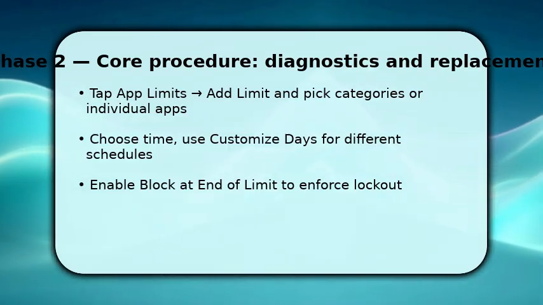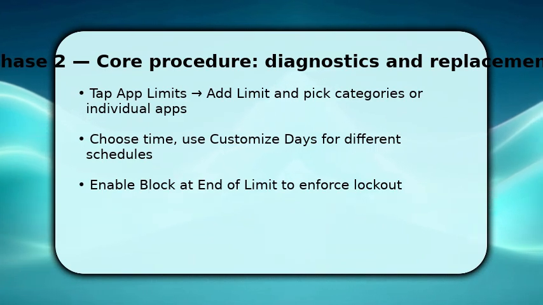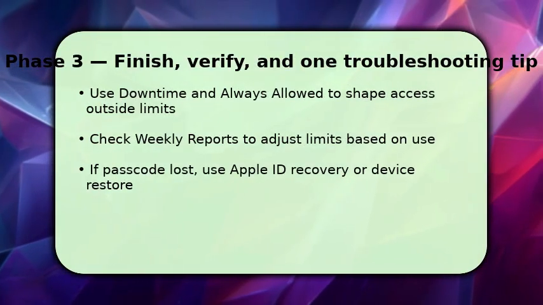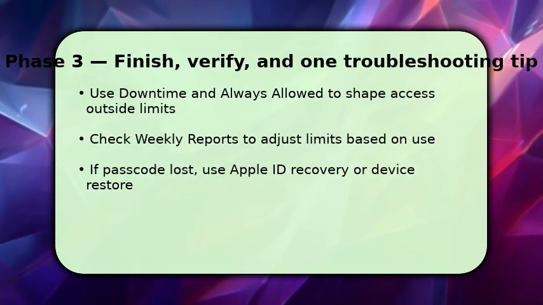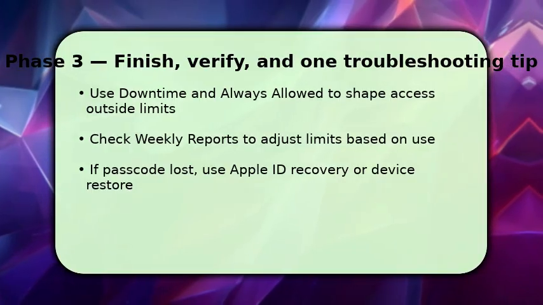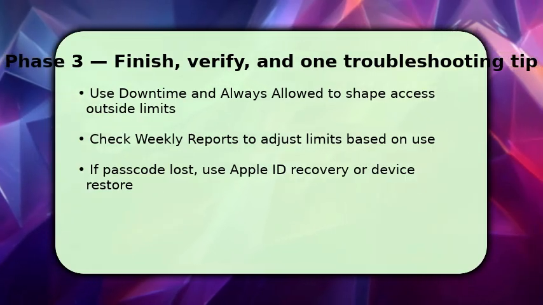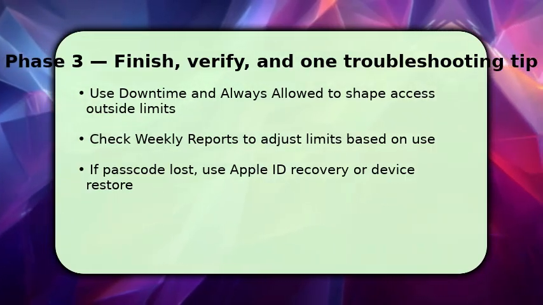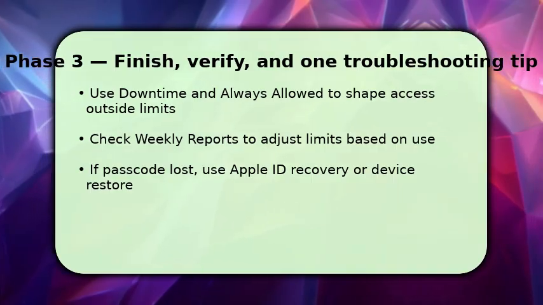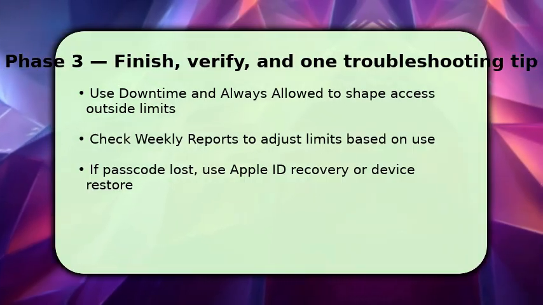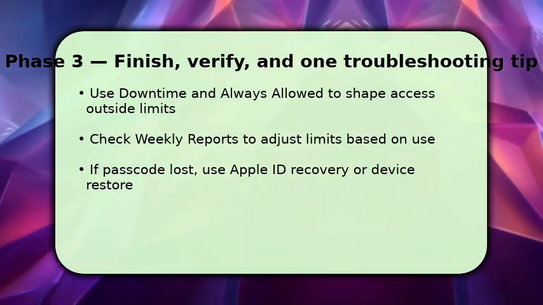To finish, configure downtime for quiet hours and always allowed for essential apps like phone. Once limits are active, monitor weekly reports to see whether you should loosen or tighten time, and adjust limits accordingly. If someone tries to bypass limits, screen time requires the passcode, so keep it secure. If you lose the passcode, use Apple ID recovery options or a device restore to reset screen time.